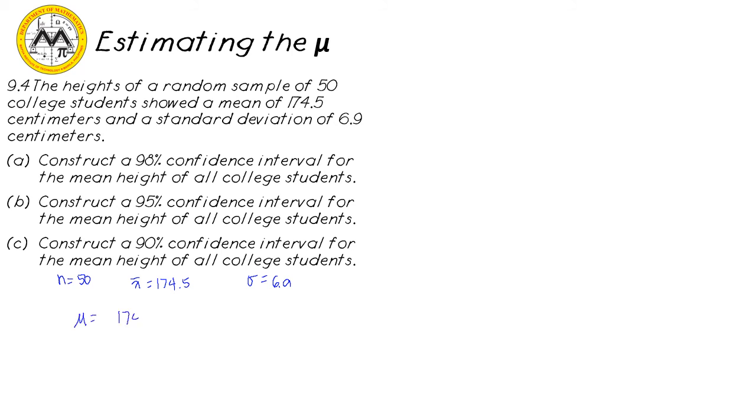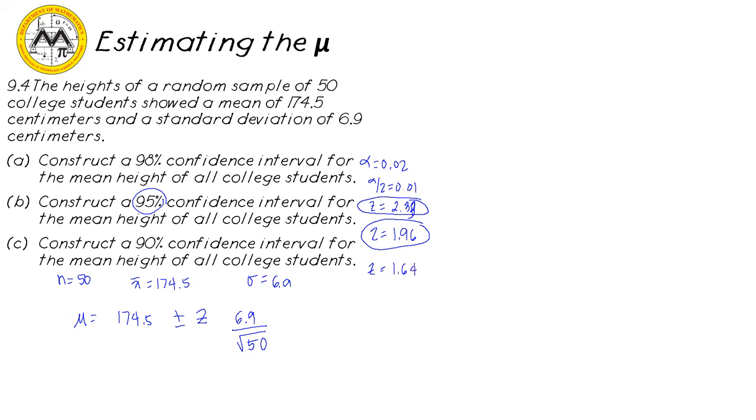So mu is 174.5 plus or minus z of sigma over square root of n, which is 50. For this one, alpha is 0.02. So alpha over 2 is 0.01. So z is 2.33. For the second one, alpha is 0.05. So z is 1.96. So first one, 2.33. Second one, 1.96. For 90%, z is 1.645.